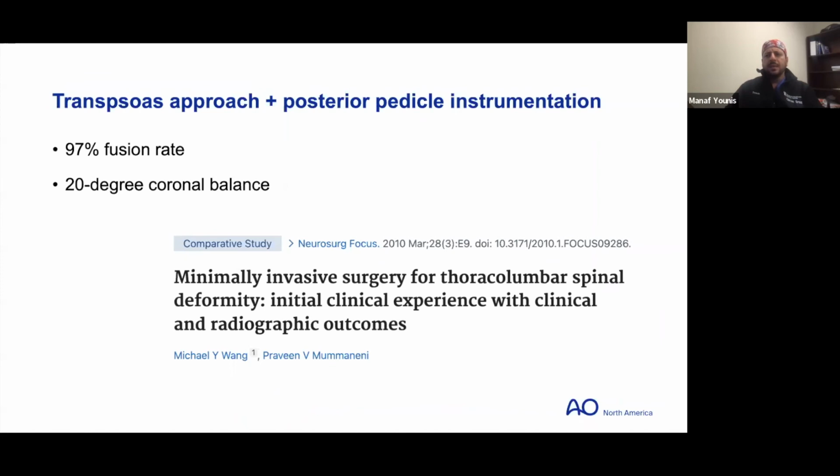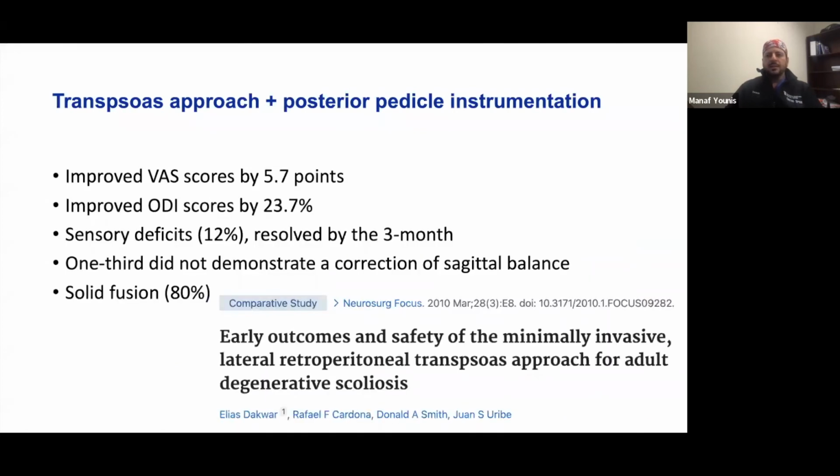Wang and Mummaneni retrospectively demonstrated a 97% fusion rate at treated levels and 20-degree coronal balance correction in 23 patients who underwent lateral interbody fusion with posterior pedicle instrumentation.